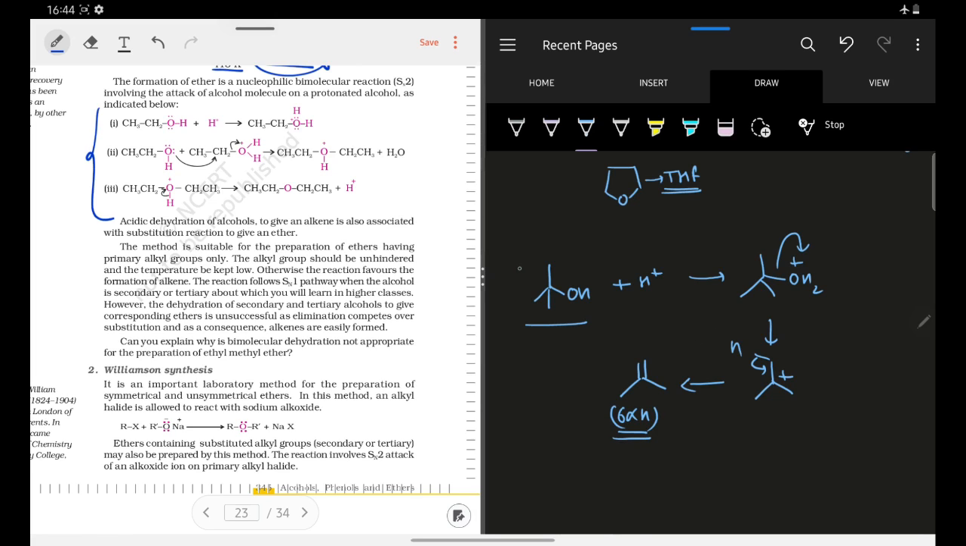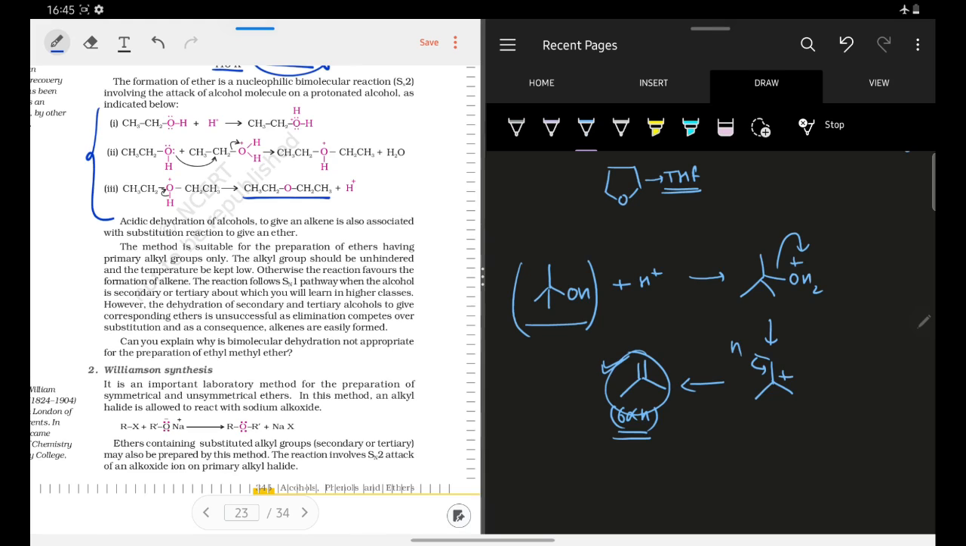So we can say that 2 degree and 3 degree alcohols have more tendency to undergo dehydration. Why? Because that leads to the formation of the stable alkene. The elimination product is stable for 2 degree and 3 degree alcohols. That is why we say these reactions will lead to the formation of your elimination product. They will not give you your desired product, which is the ether. So this method is not very helpful.